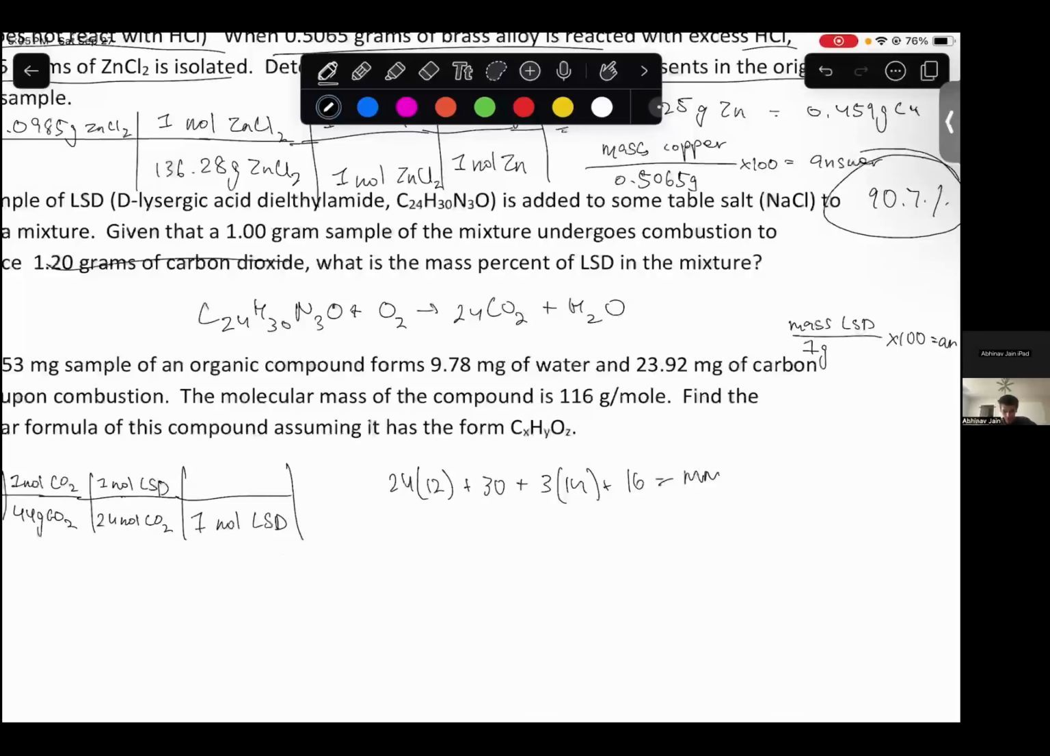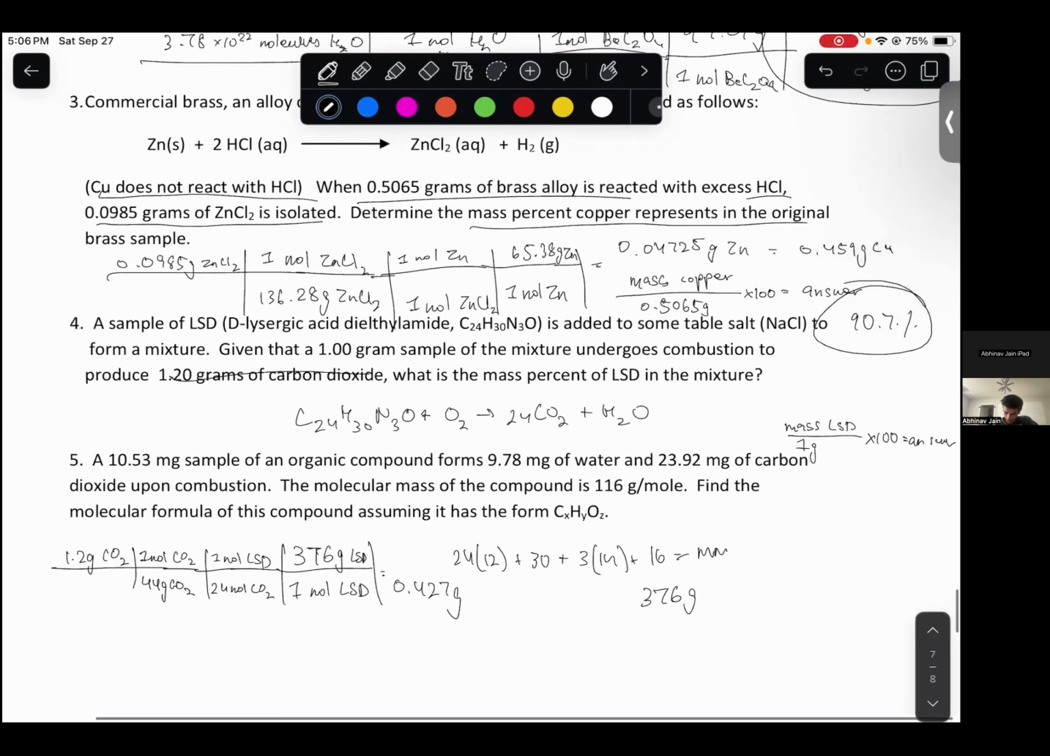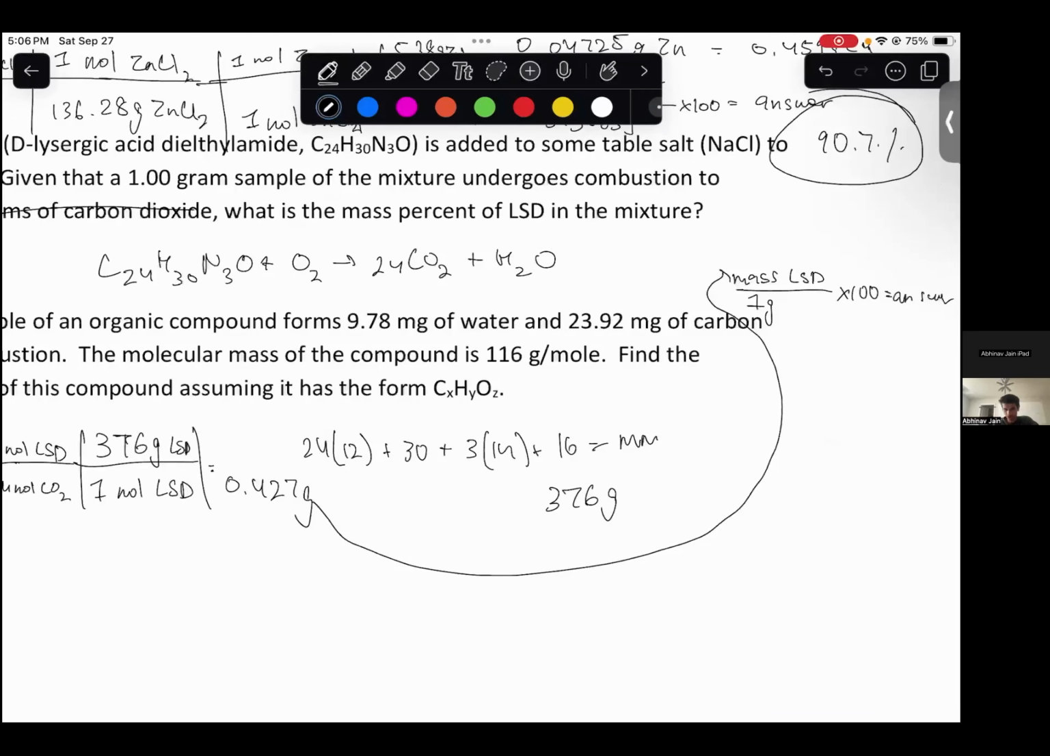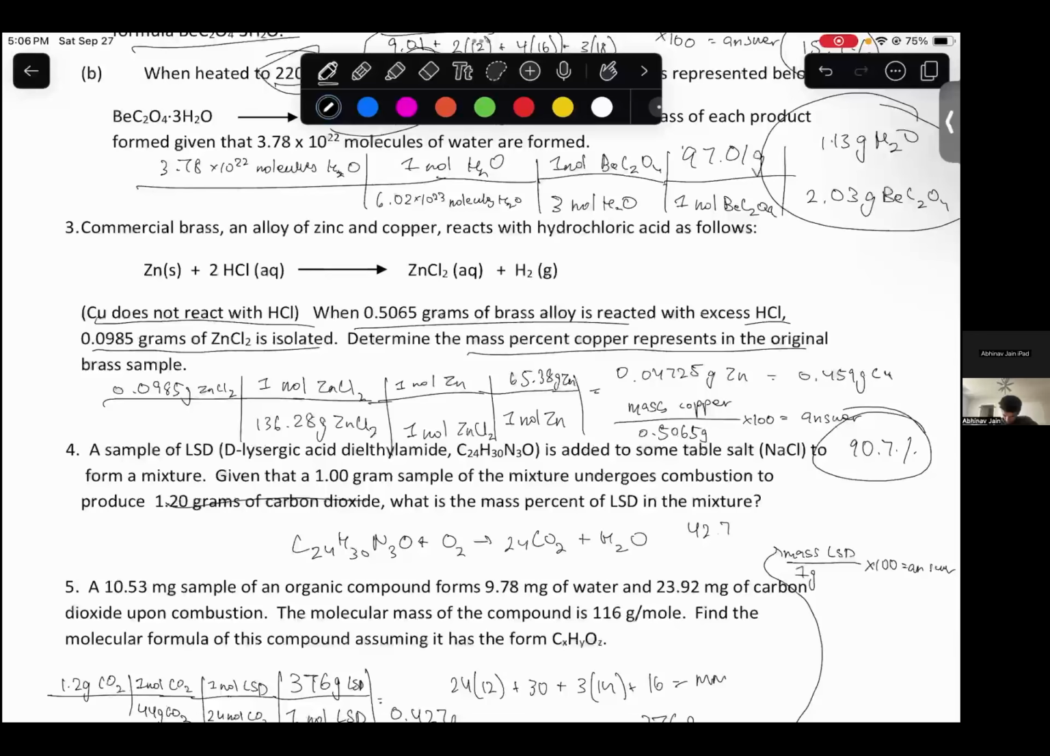So we'll just multiply all this out: 24 times 12, plus 30, plus 3 times 14, and then plus 16. So it's a molar mass of 376 grams. So we know that for every 1 mole of LSD, we have 376 grams of LSD. So if you calculate all this out, you get 0.427 grams. So plug this in for mass of LSD, divide that by 1, and then times 100. So that's obviously going to be 42.7% LSD.